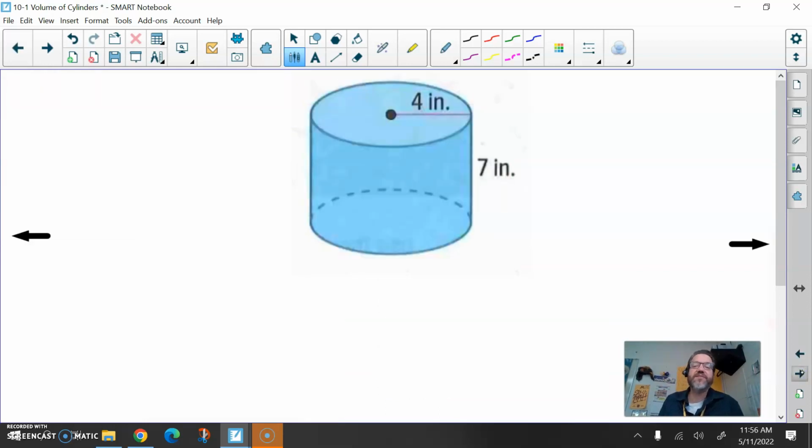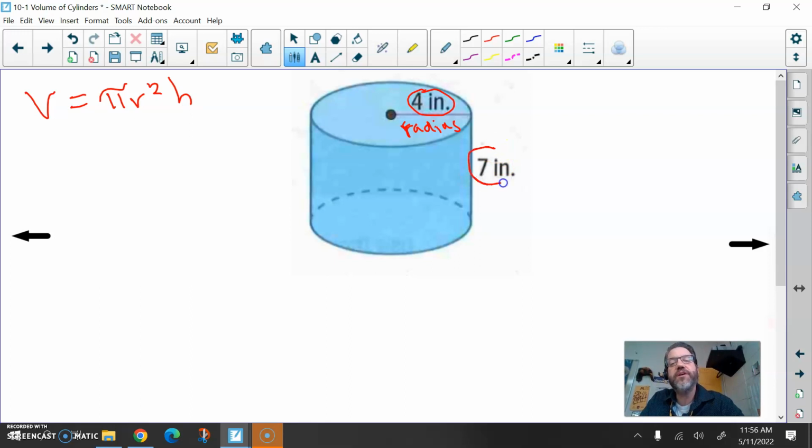All right, so here I have a cylinder, and first of all, what we need to notice here is this 4-inch measurement right here is the radius. I know it's the radius because it's only going from the center of the circle to the outside of the circle. Okay, so that is the radius right there. And so if I want to find the volume, I take pi r squared, r is your radius, times h, the height of this cylinder.